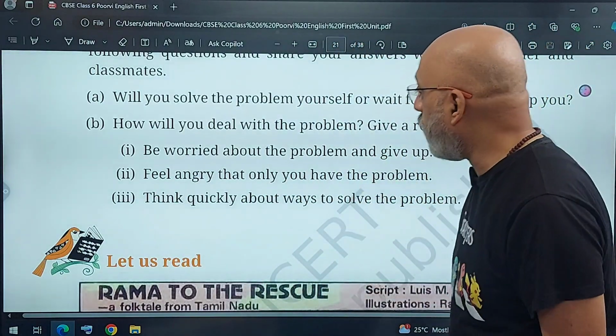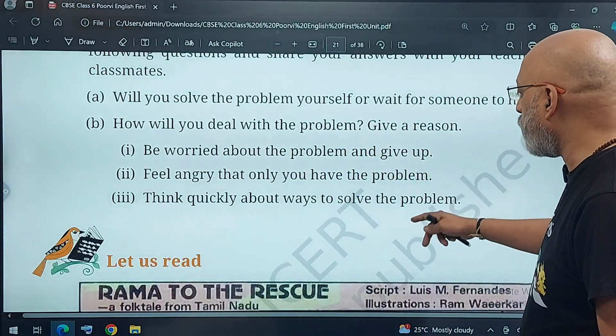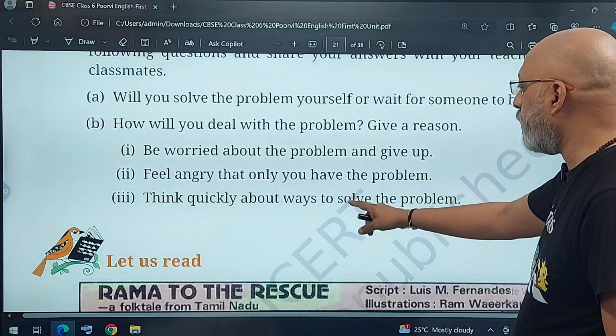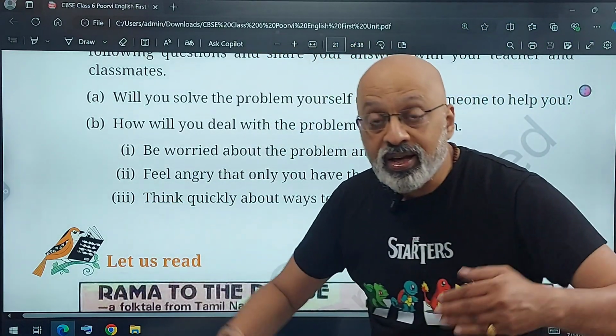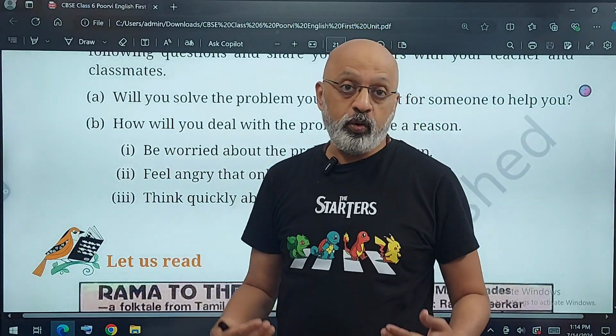This is homework number 1. How will you deal with the problem? Give a reason. So you think about it. Will you just feel angry? Will you just feel worried and give up? Think quickly about ways to solve the problem. So option number 3 will be known as a more proactive way of dealing with it.